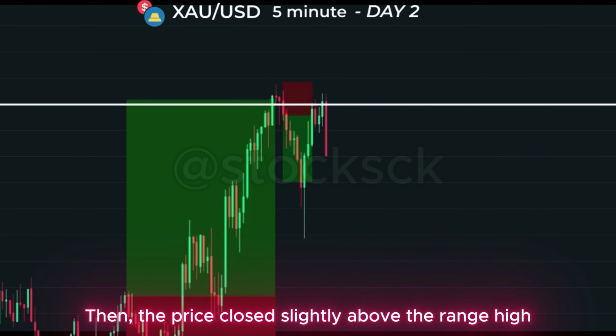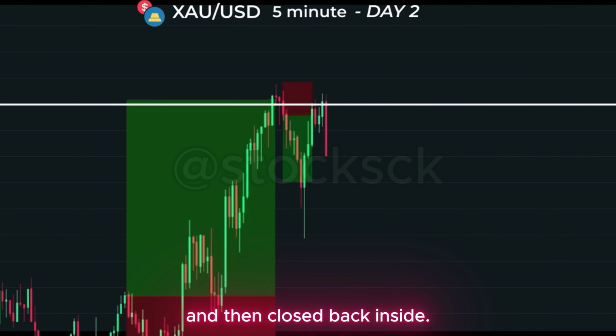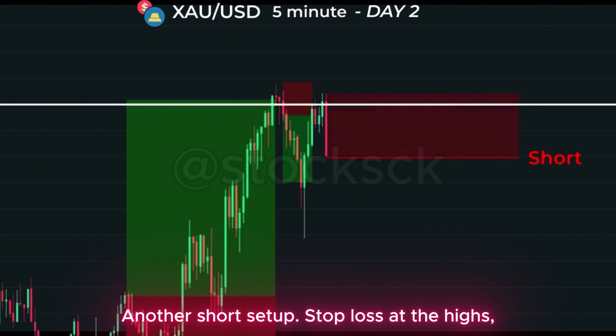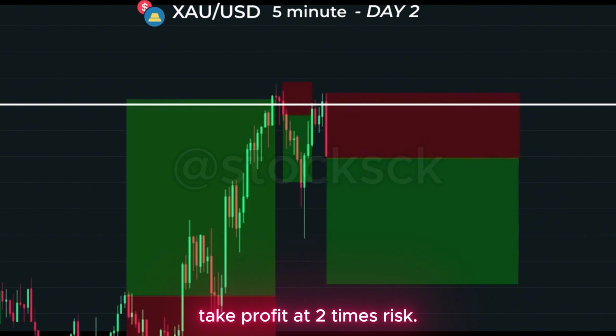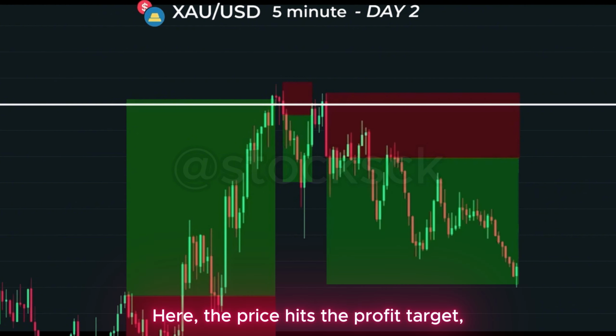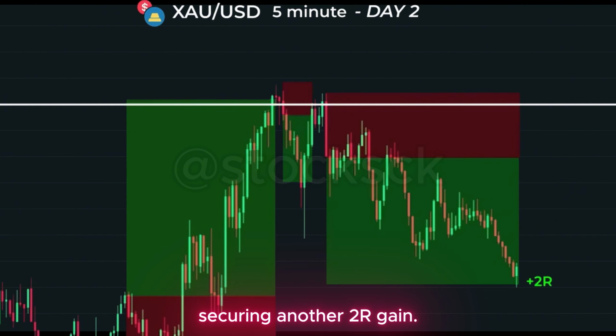Then price closed slightly above the range high and then closed back inside, another short setup. Stop loss at the highs, take profit at 2 times risk. Here, price hits the profit target, securing another 2R gain.